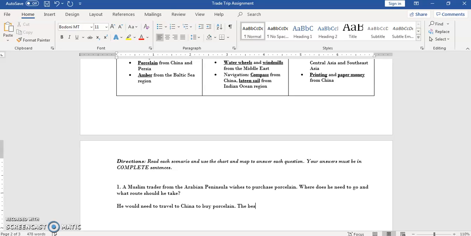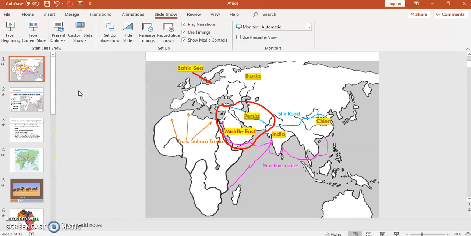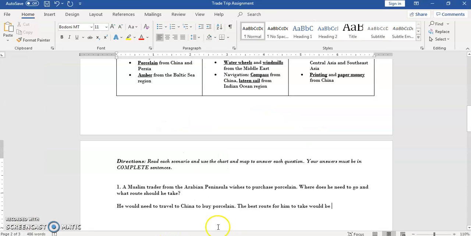The best route, or the best road, would be, so if we take a look at the map we completed, he's in the Middle East and he wants to go to China. The best way to get there is probably the Silk Road, because the Silk Road goes through the Middle East all the way to China. So the best route to take would be the Silk Road.